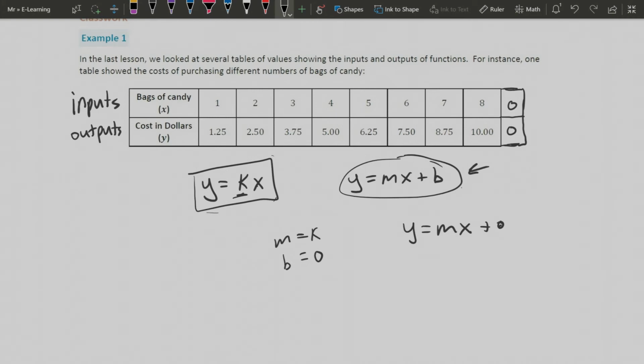So solving for k, if we solve for the constant of proportionality, that will give us the slope. Remember, another word for constant of proportionality was the unit rate. So if we solve for k in this equation, oops, it was y over x. We divide by x on both sides. The unit rate was whatever.